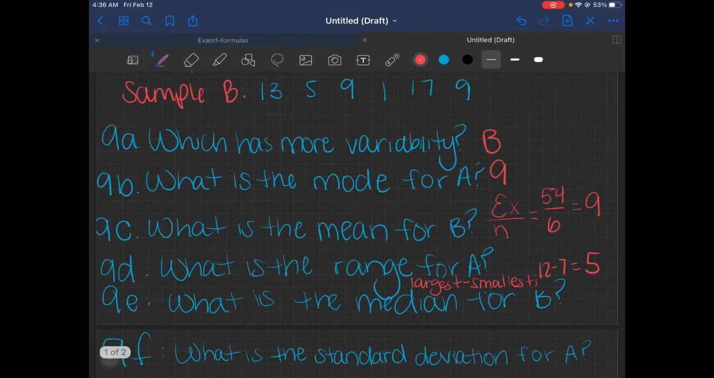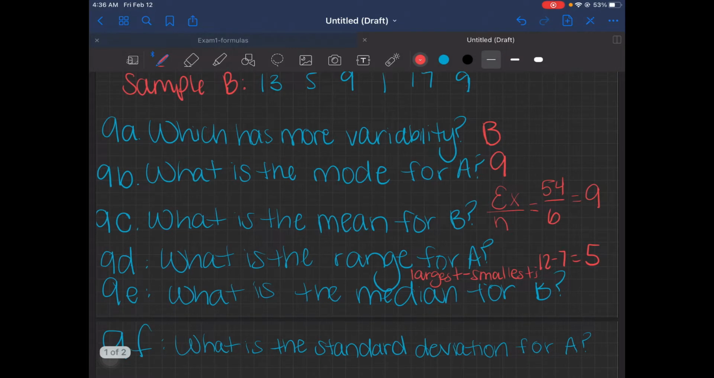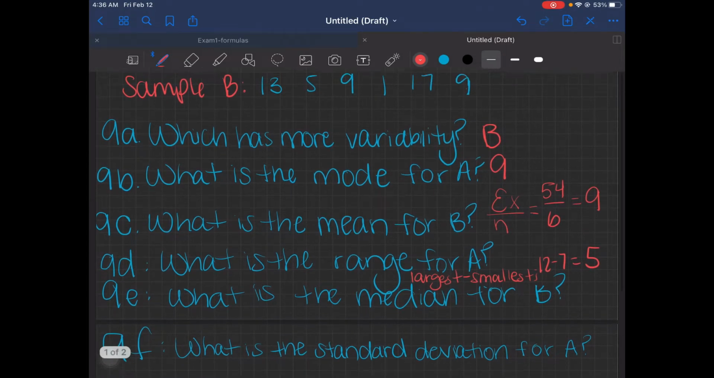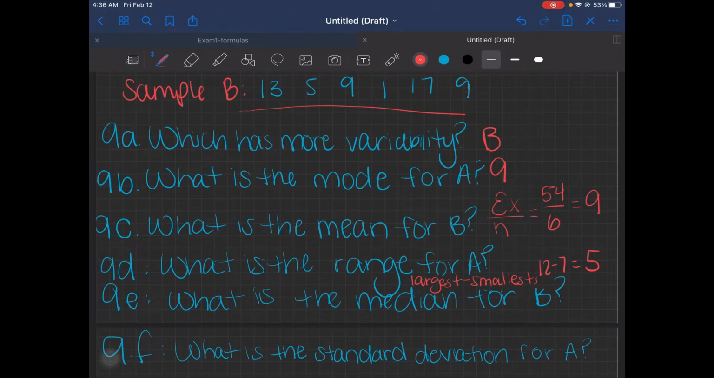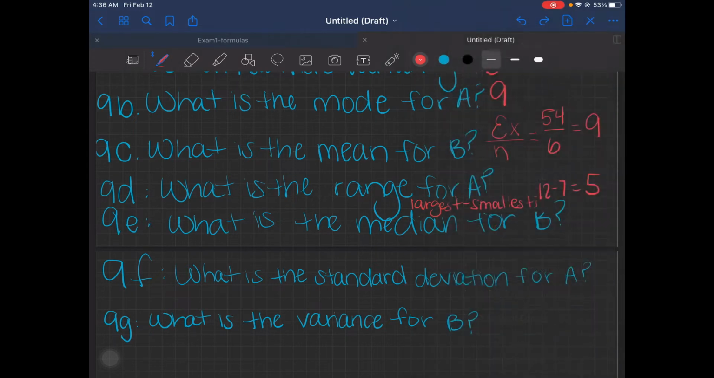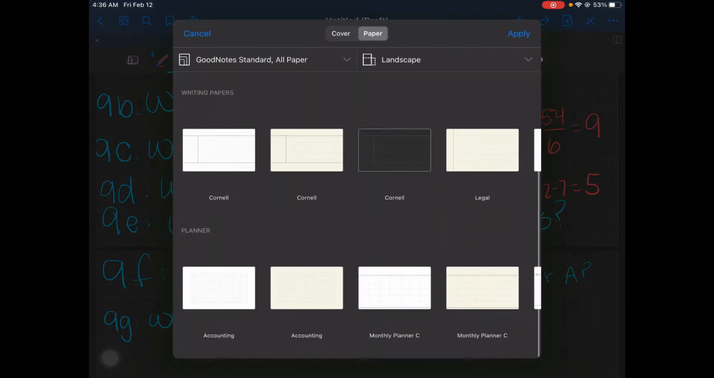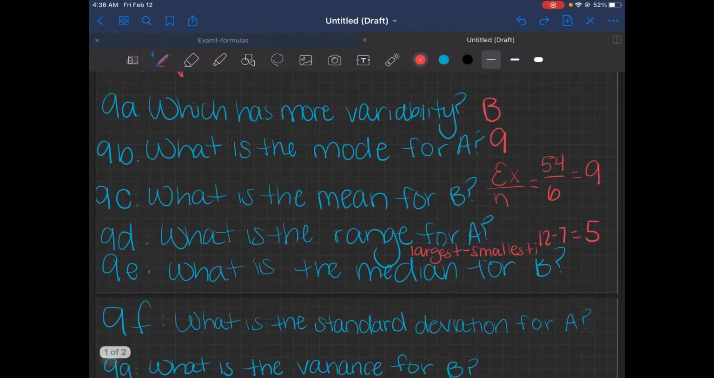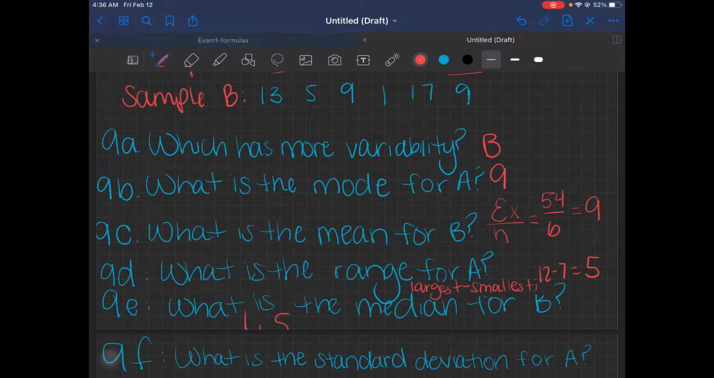9E asks, what is the median for sample B? The first thing we need to do is put these in order from least to greatest. So that's going to be 1, 5, 9, 13, 17. 1, 2, 3, 4, 5. Oh, I must have skipped one. Oh, two 9s. Sorry about that.